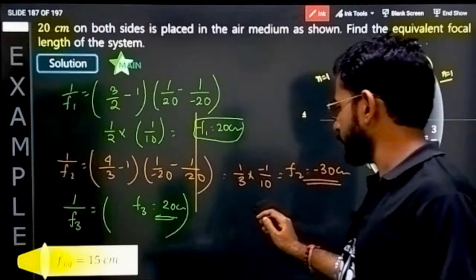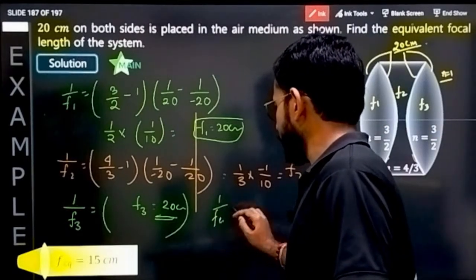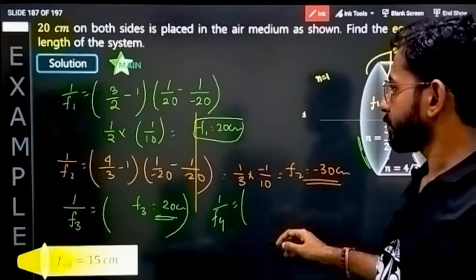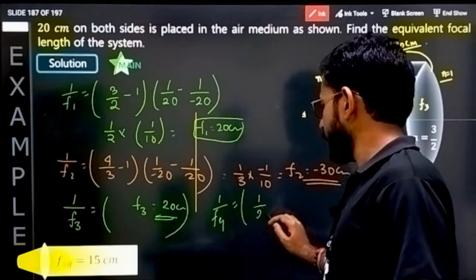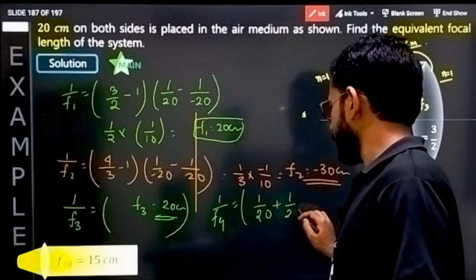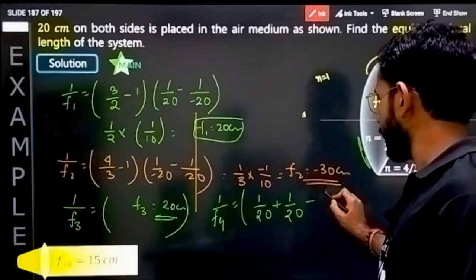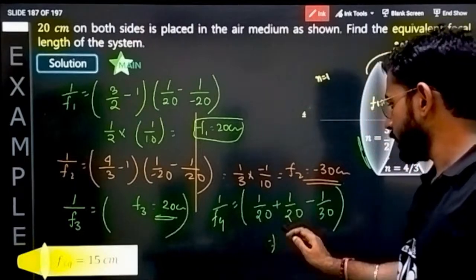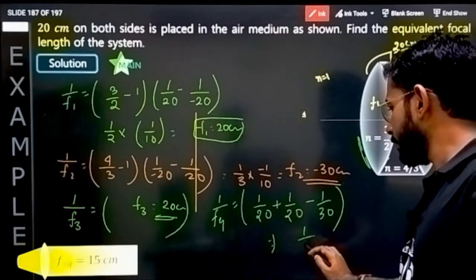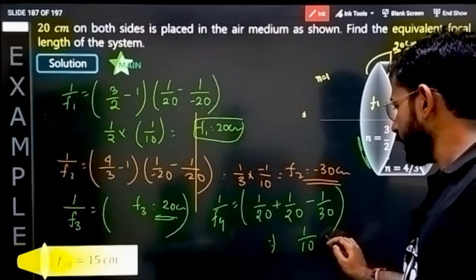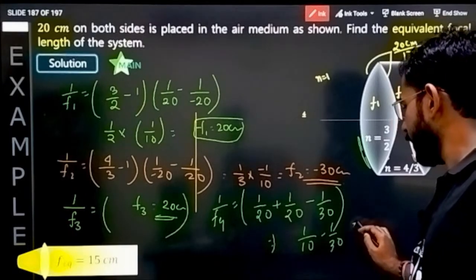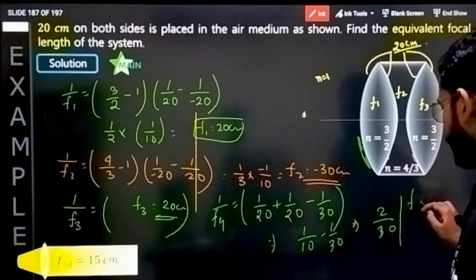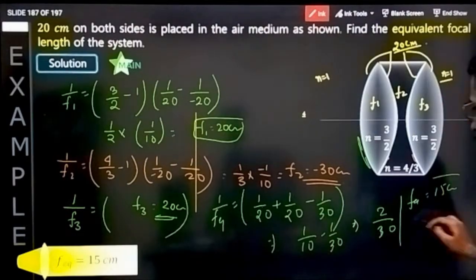Now I have to calculate the equivalent. If I am calculating the equivalent, what will I write? 1 by f equivalent is equal to 1 by f1 plus 1 by f2, and so on. So what is 1 by f1? 1 by 20 plus 1 by 20. Then what is f2? Minus 1 by 30. Correct. Now let's calculate how much it comes. It will be 2 by 20, that means 1 by 10, minus 1 by 30, which becomes 2 by 30. Net f equivalent, the final answer you will quote, is 15 centimeter.